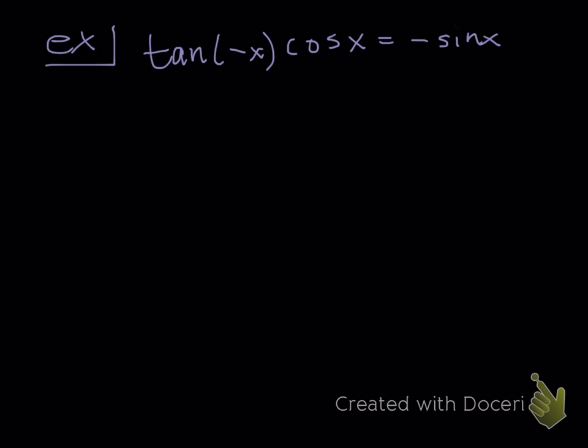So first I'm going to address the even and odd. So tangent, when there's a negative on the inside, we know the negative goes out front. So this will become negative tangent of x times cosine of x.